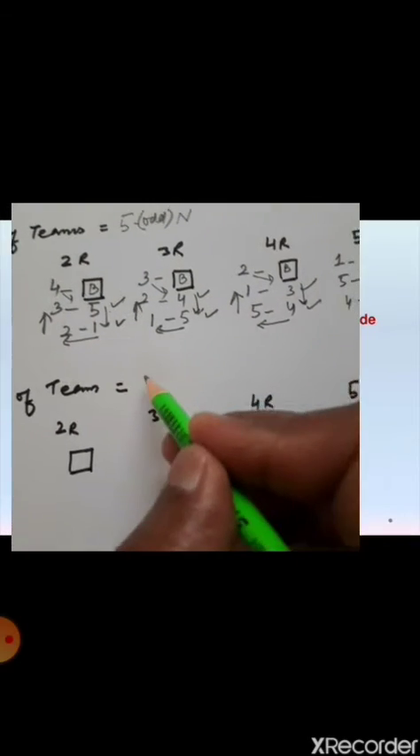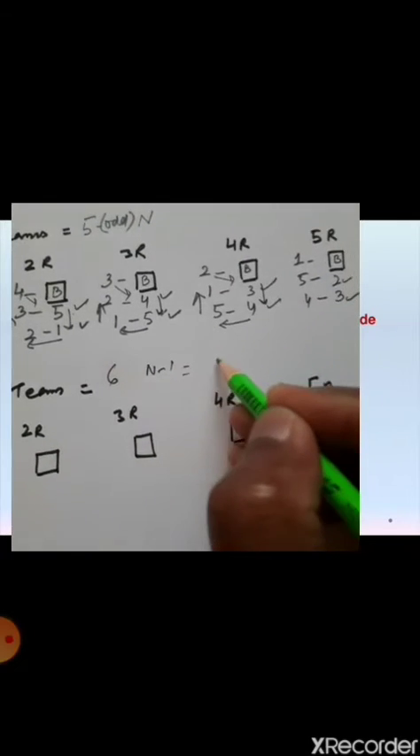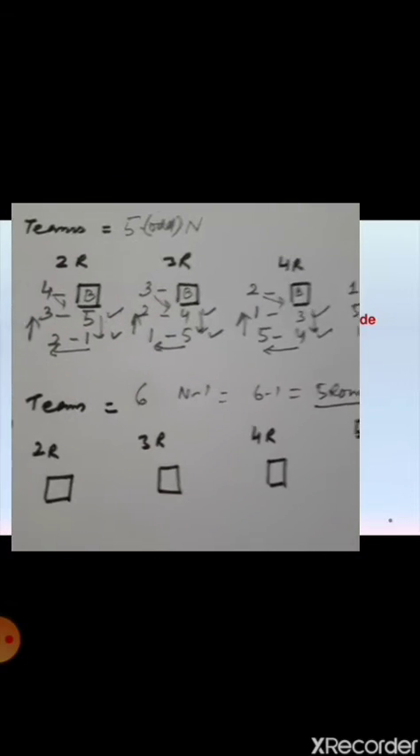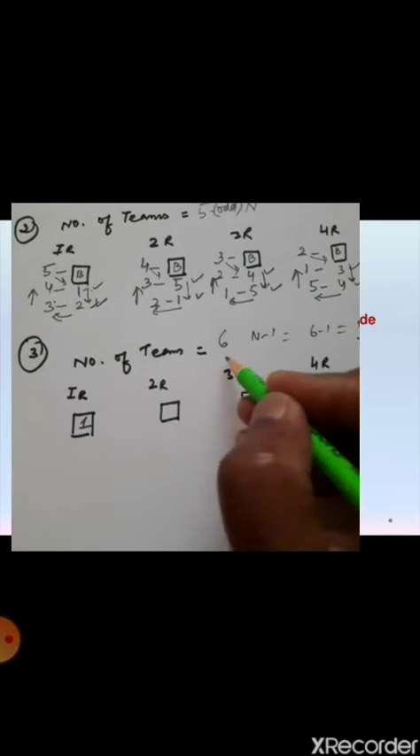Now let's take the number of teams 6. So the number of rounds will be n minus 1. 6 minus 1 equals 5 rounds. Alright, now let's see what will be the first round. In the first round we will write team number 1 here. For the even number, 6 is again an even number.